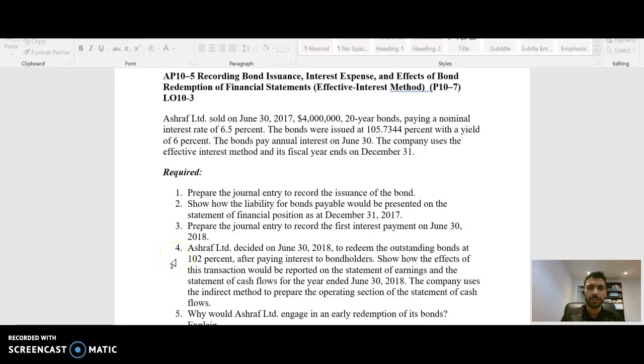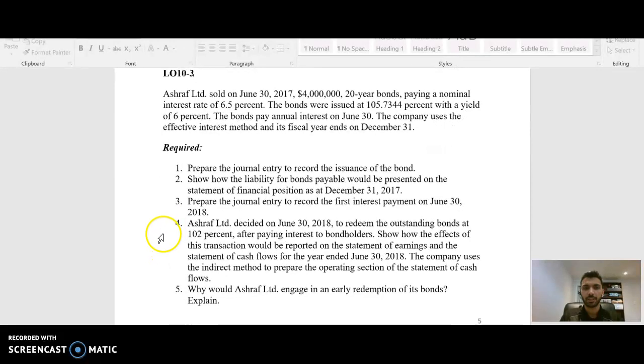Okay, folks, so we're in the last part of the question that we're going to tackle. In part 5, I'll verbally explain what the logic here is. But in part 4, and this is where it gets a little bit complicated, Ashraf Limited decided on June 30th, 2018 to redeem the outstanding bonds at 102% after paying interest to the bondholders.